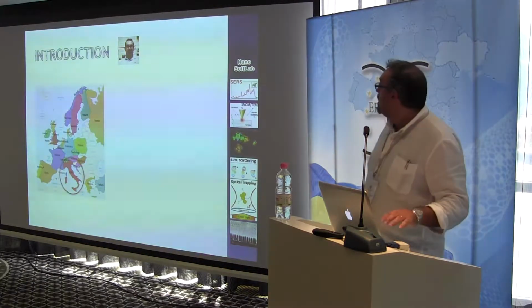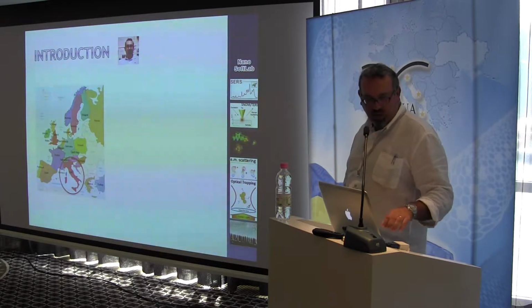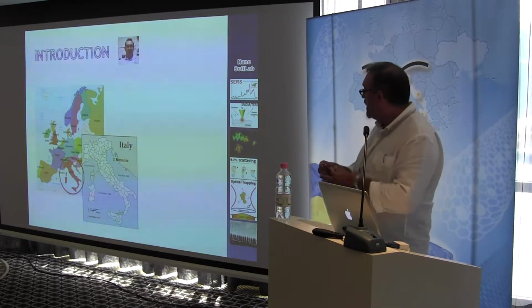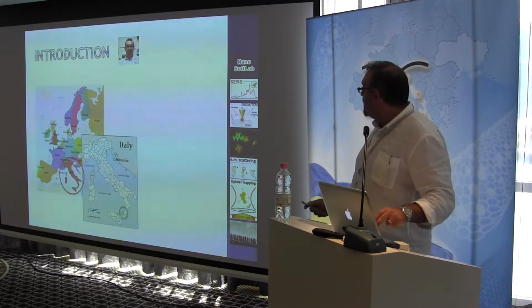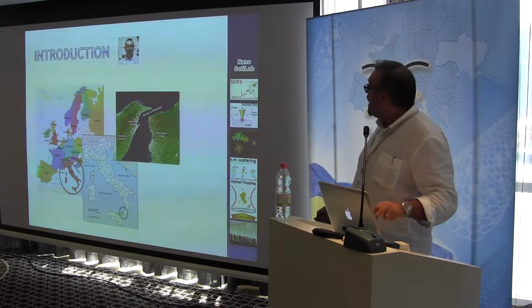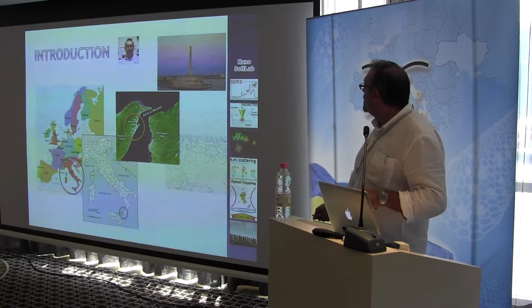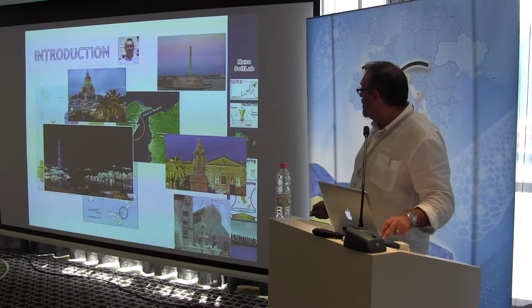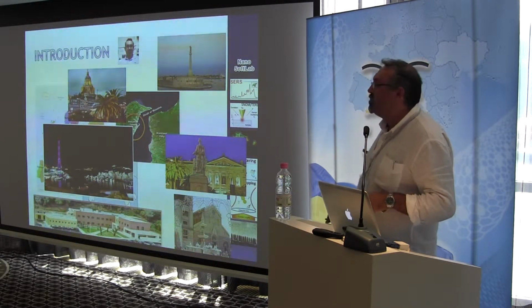So just a small geographical presentation. I come from Italy, in particular from Sicily, that is the southern part of Italy, and from the province of Messina. This is the Strait of Messina, and where we have some beautiful artifacts, and in particular from the Institute for Chemical and Physical Processes.